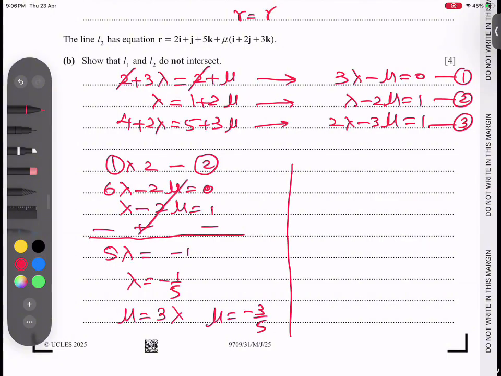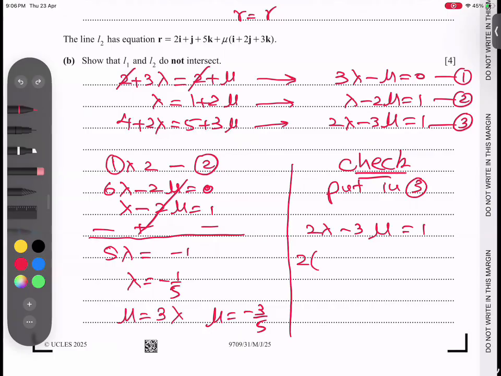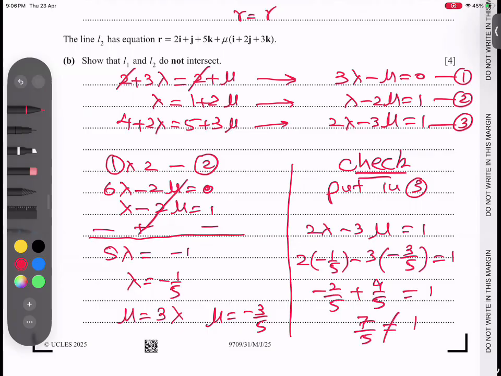This is done, students. Now I'm going to check. What is the checking technique? The third equation I did not utilize up till now, so put in 3. If left and right match, they intersect. If they don't match, they don't intersect. So 2 lambda minus 3 mu is equal to 1. Lambda value is -1/5, and mu value is -3/5. I got -2/5 plus 9/5. So 9 minus 2 equals 7/5. 7/5 is not equal to 1. So they don't intersect.